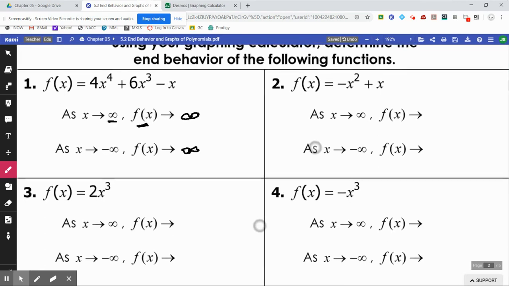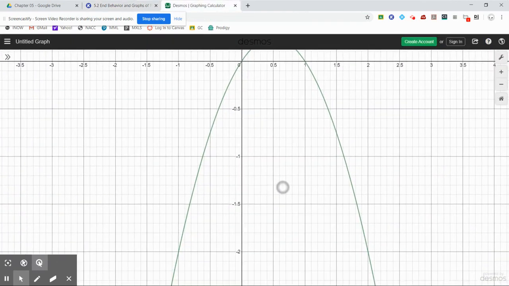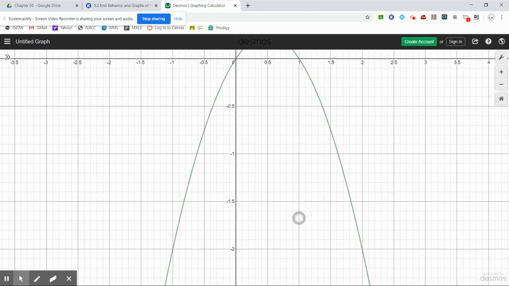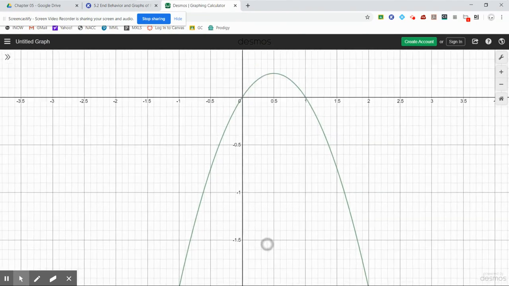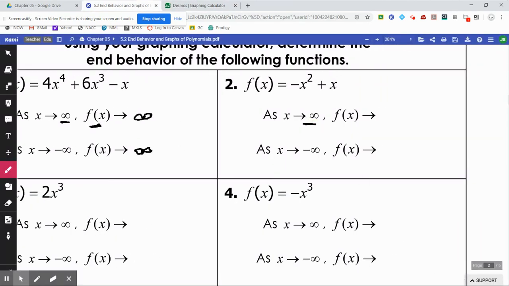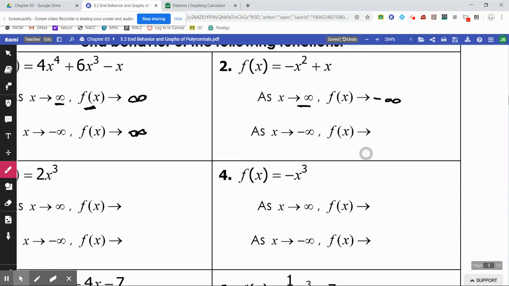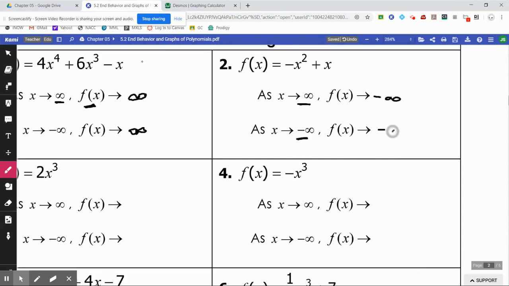Number 2, negative x squared plus x. Okay, here's that graph. Notice as you go to the right, your graph goes downhill. As you go to the left, your graph goes downhill. So the way you write that: as you go to the right on your graph, as x approaches positive infinity, your y value goes down. As you go to the left, your y value also goes down to negative infinity.